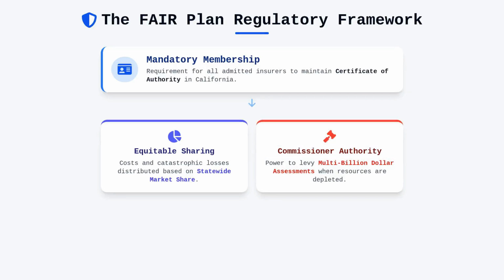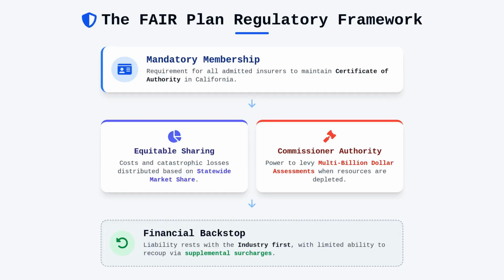When catastrophic events deplete the pool's resources, the insurance commissioner possesses the authority to approve multi-billion-dollar financial assessments levied directly against these member insurers. While state statutes permit these private companies to recoup a portion of these emergency assessments via temporary supplemental surcharges on their own policyholders, the initial liability rests squarely on the industry. This structural requirement ensures that the financial stability of the state's insurer of last resort is collectively backstopped by the entire admitted property insurance market.